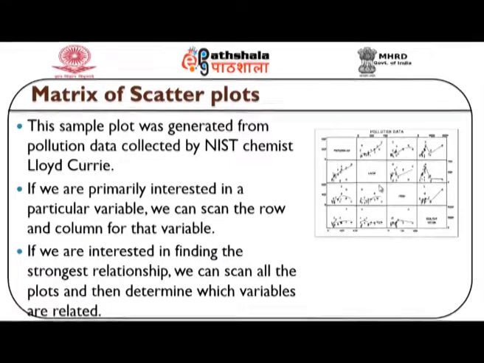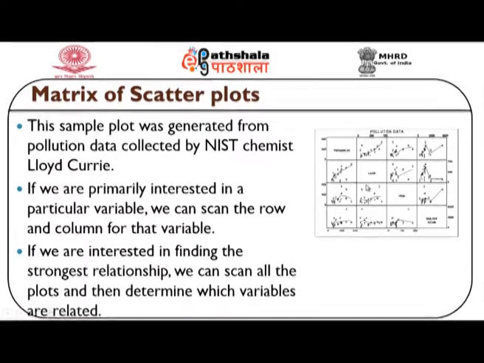If you look at this scatter plot, the data is pollution data, wherein you can look at the type of pollution that is available, say the lead, potassium, iron, or sulfur dioxide pollution, which is represented in the matrix of scatter plots. This sample scatter plot was generated from the pollution data collected by the NIST chemist Lloyd Currie.